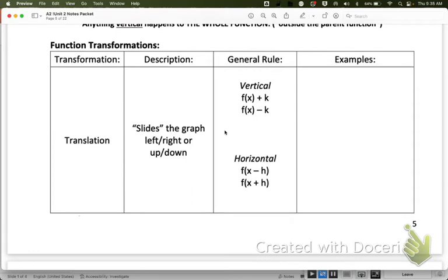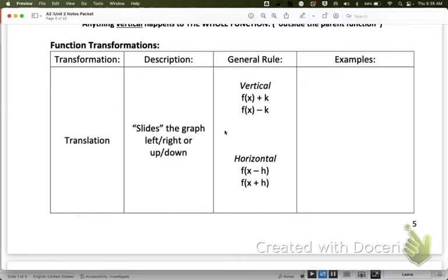So the first transformation we're going to talk about is a translation. So a translation does a slide of the graph. It's going to shift, in other words, the graph to the left or to the right. That would be horizontal. Or it's going to shift the graph up or down, which would be vertical. Now look at the rule, and this is the idea of inside and outside.